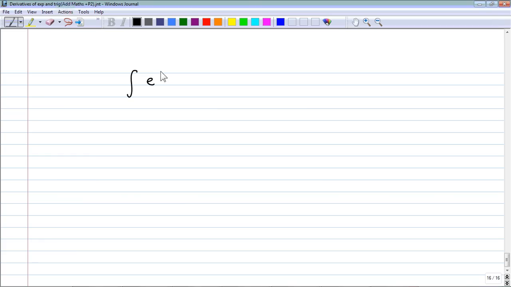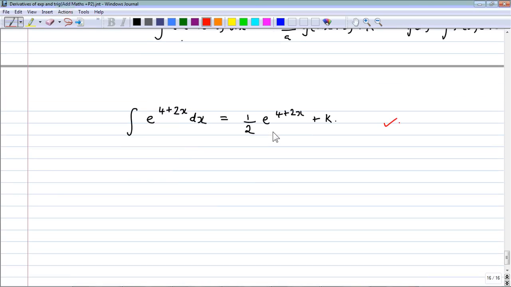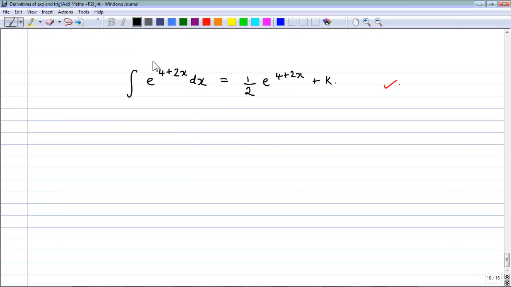Because it will always work, it will also work for e to the x. What's the integral of e to the 4 plus 2x? Well, using that formula, I'm going to get 1 over 2 e to the 4 plus 2x plus a constant. And that's correct. If you like, you can check any of these formulas by differentiating the answer.